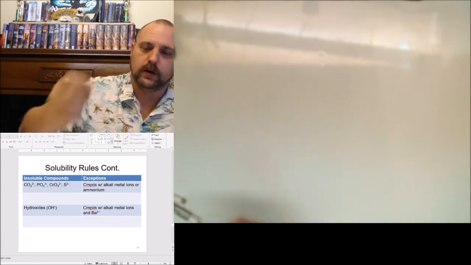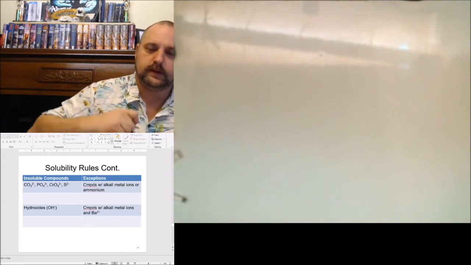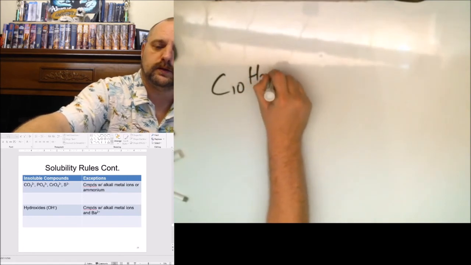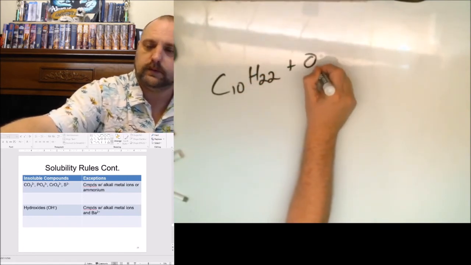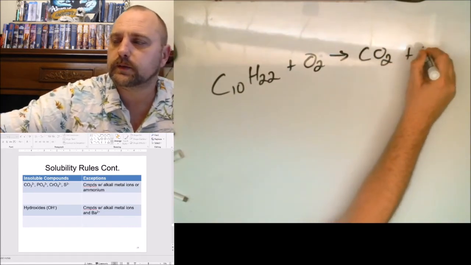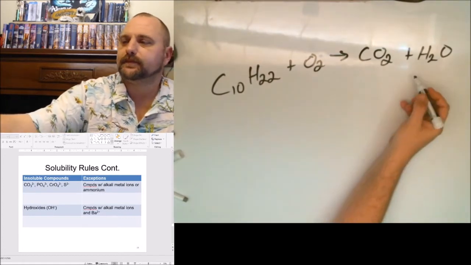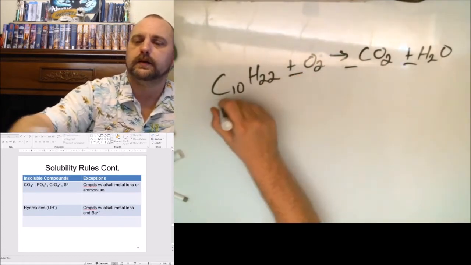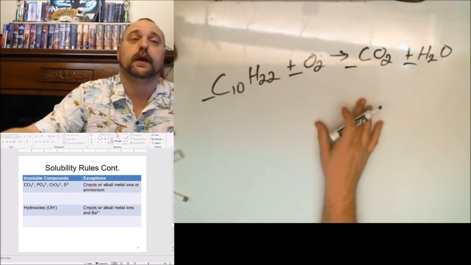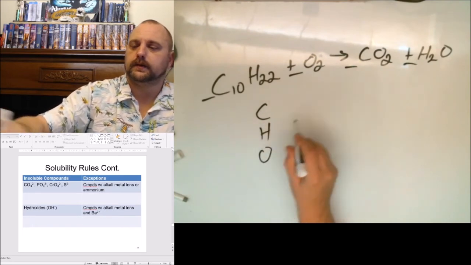Last one we had asked us to balance the burning of C10H22 plus O2 goes to CO2 plus H2O. Combustion. 1, 2, 3, 4 coefficients. All right. Combustion reactions, I like to go ahead and make my table.